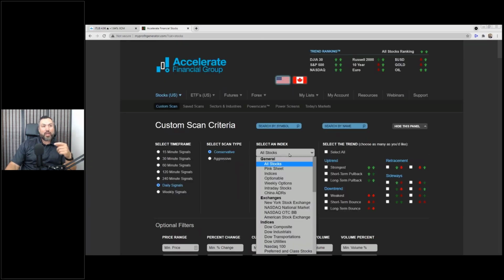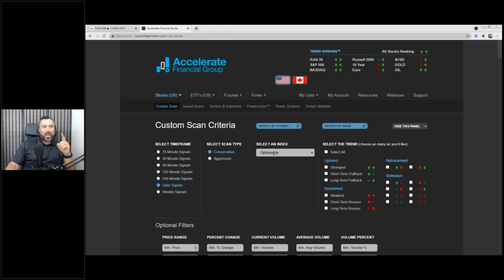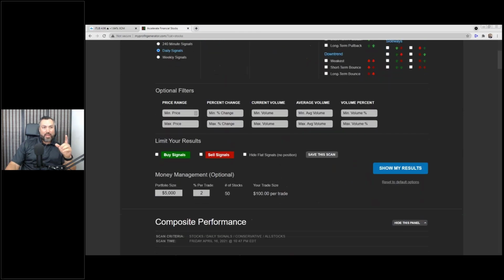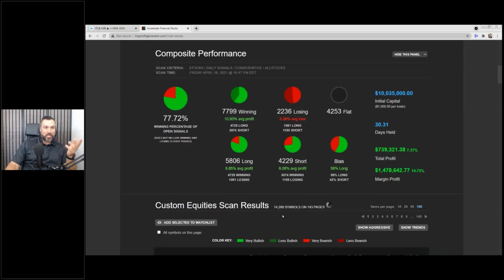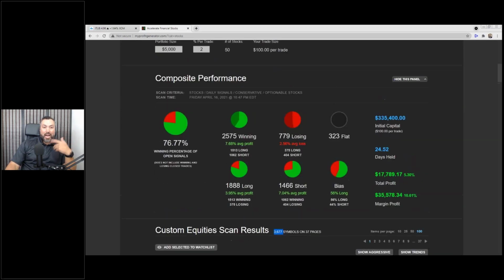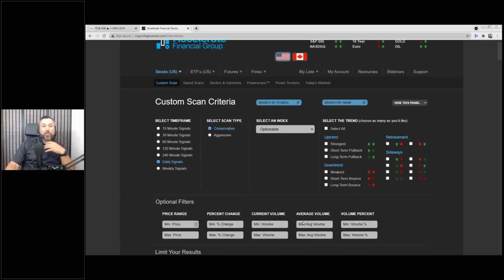So when I build a trade and I want to find a trade, this is what I do. I come in here, I click on index. I only want to look at optionable stocks only. That takes my list of 14,000 stocks down to about 3,000. 3,677. I'm looking for calls. Okay, so right now I'm going to look for buy opportunities to buy a long call.